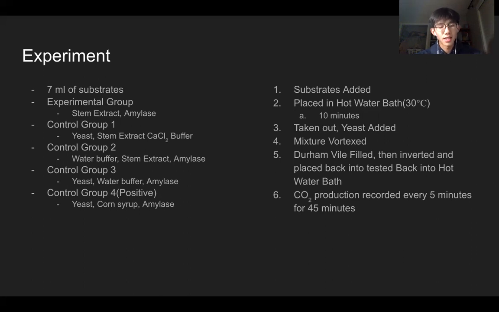First, we added the substrates mentioned earlier into 5 test tubes, which were placed in a hot water bath that was 30 degrees Celsius for 10 minutes. After 10 minutes, they were taken out and 2 milliliters of yeast was added. The mixtures were then vortexed and pipetted into a Durham vial that was then inverted and placed back into the test tubes. It was then placed back into the hot water bath where it would remain for the remainder of the experiment. Carbon dioxide production was measured every 5 minutes for 45 minutes.